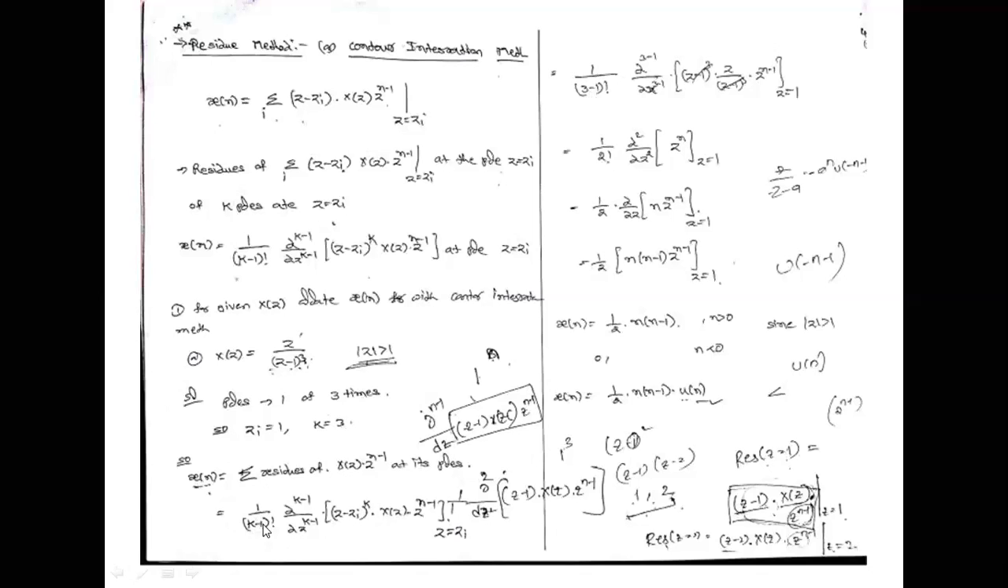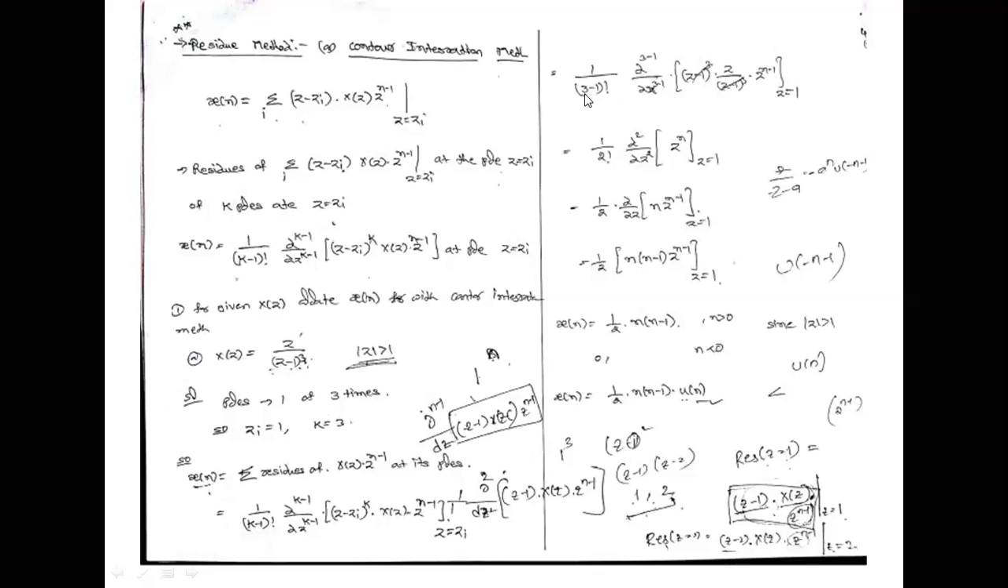Now substitute k is equal to 3: 1 by (3 minus 1) factorial, dou with the 3 minus 1 by dou z to the 3 minus 1, multiplied with (z minus zi), where zi is 1, whole power k, what is the k value, 3, into X(z). X(z) is given as z by (z minus 1) whole cube, and it is multiplied with z power n minus 1, where z is equal to zi, that is z is equal to 1.